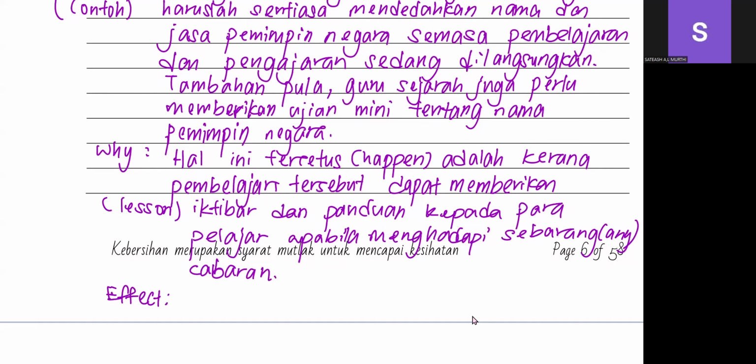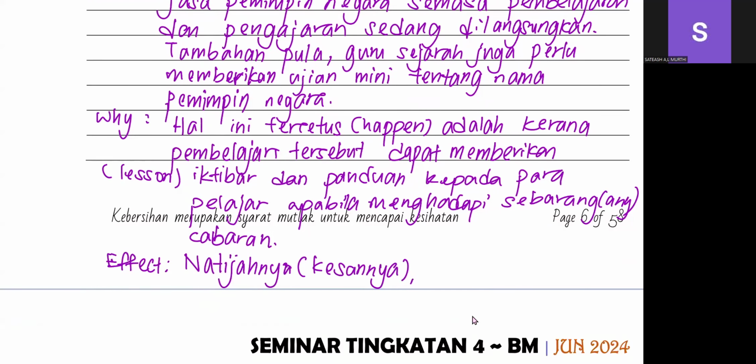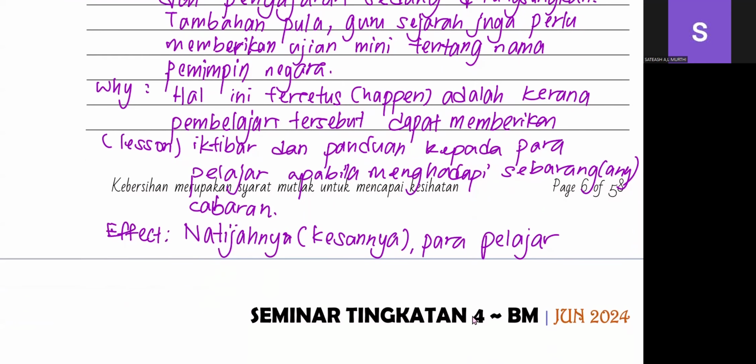Learn from the past, don't trust outside power. Okay? You can say natijanya. Natijanya means kesannya. Did I use natijanya for pendahuluan? No. Okay. Natijanya means kesannya. Para pelajar, pelajar dapat mempelajari.